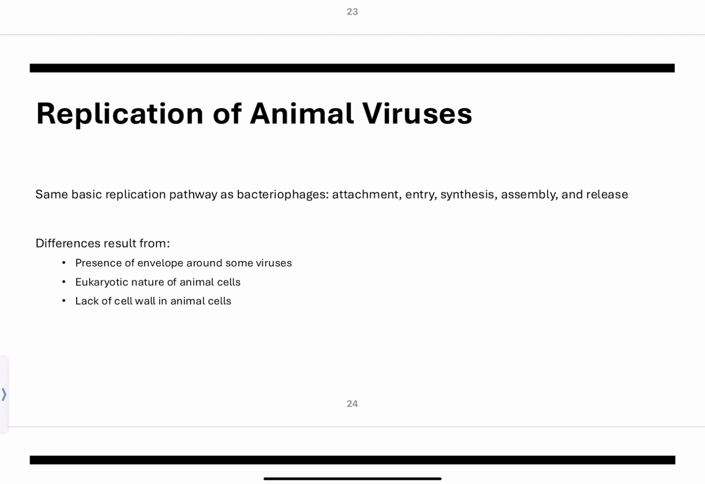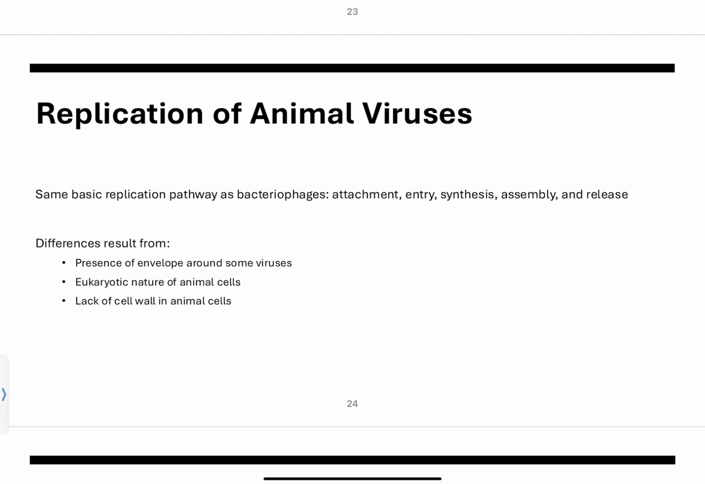Okay, so when it comes to animal viruses, the overall process of replication follows the same general 5 steps as in bacteriophages that we just talked about: attachment, entry, synthesis, assembly, and release. But since animal cells lack cell walls and many animal viruses are enveloped, the strategies they use are a little bit different. Instead of injecting genetic material through a wall like phages do, animal viruses rely on surface interactions between the viral proteins and host cell receptors.